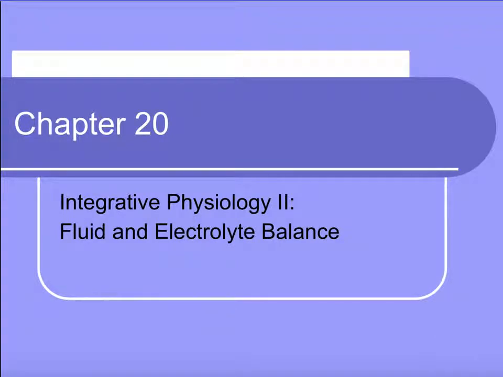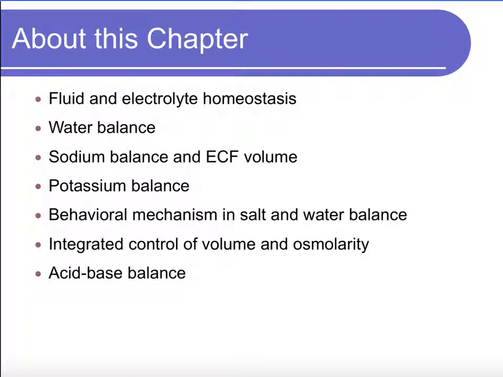Chapter 20, Integrative Physiology 2, Fluid and Electrolyte Balance. In this chapter, we'll talk about fluids and electrolytes and how it's important to maintain homeostasis of them. We'll discuss water balance, sodium balance, extracellular fluid volume. We'll also look at the importance of potassium and then how our behavior can change salt and water within our body, and how we control blood volume as well as osmolarity, and then we'll end with how we balance acid bases.